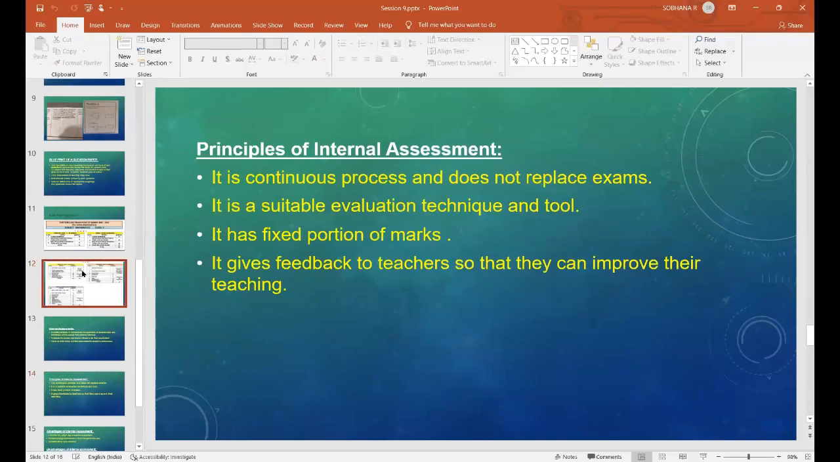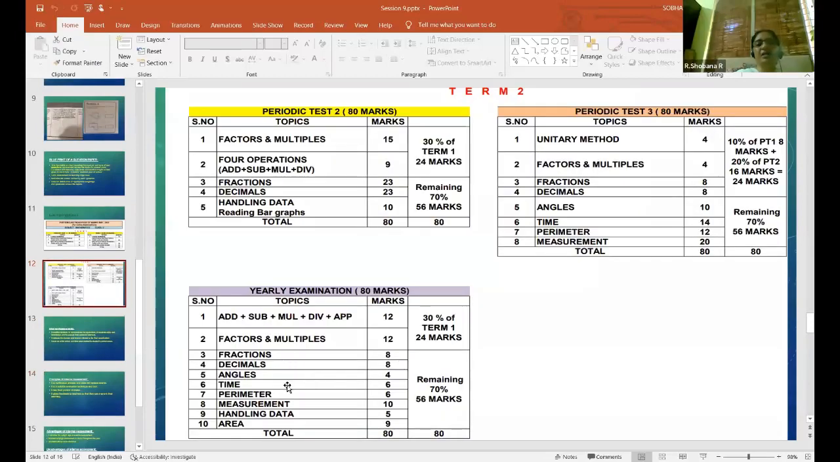So if you see the last box, this will be the blueprint given to us for setting the question paper. Charu ma'am, maybe you can explain the blueprint which I have shown at the bottom for the yearly examination. Yes, ma'am. The yearly exam consists of the topics covered in term 1, so that the child is able to recollect those topics and is not losing touch on them.